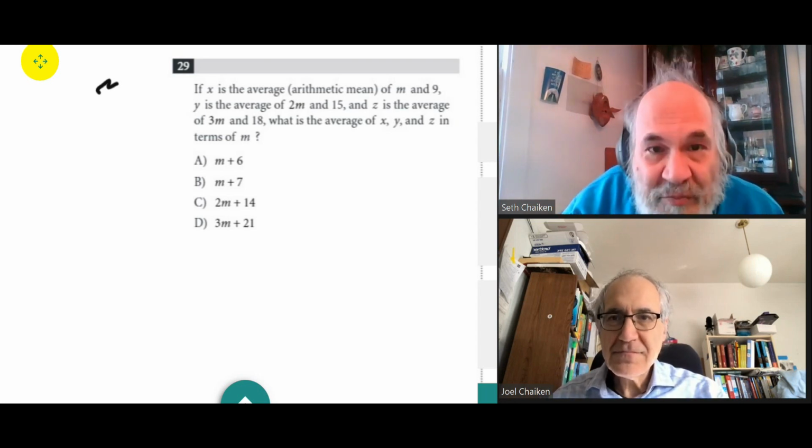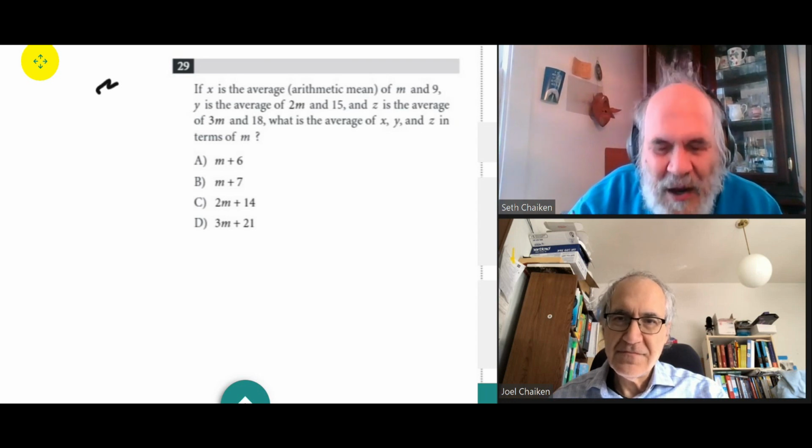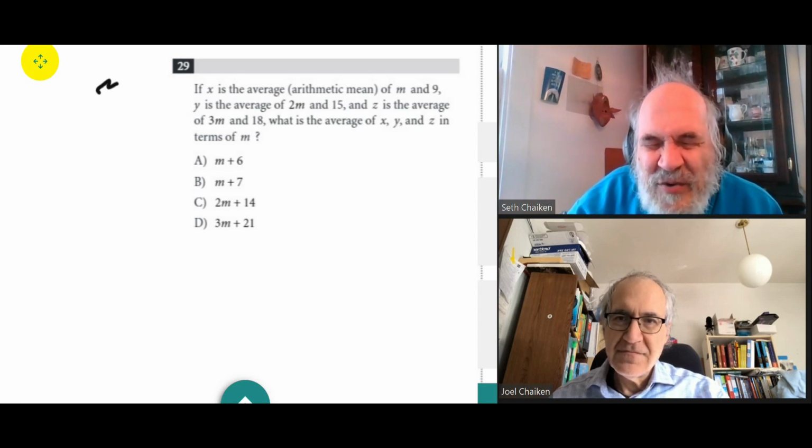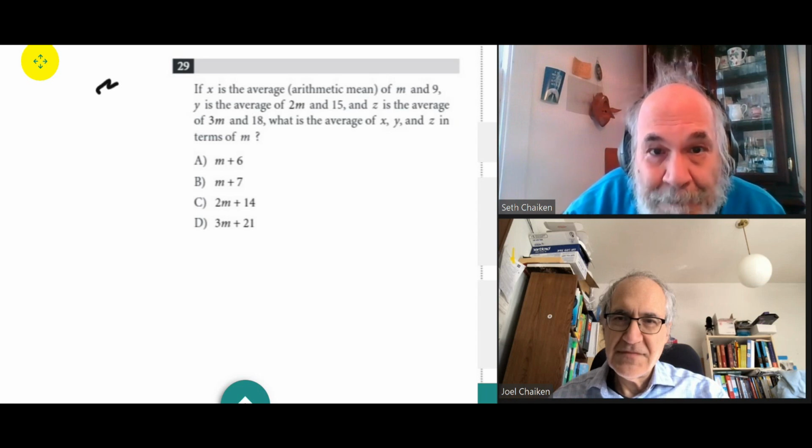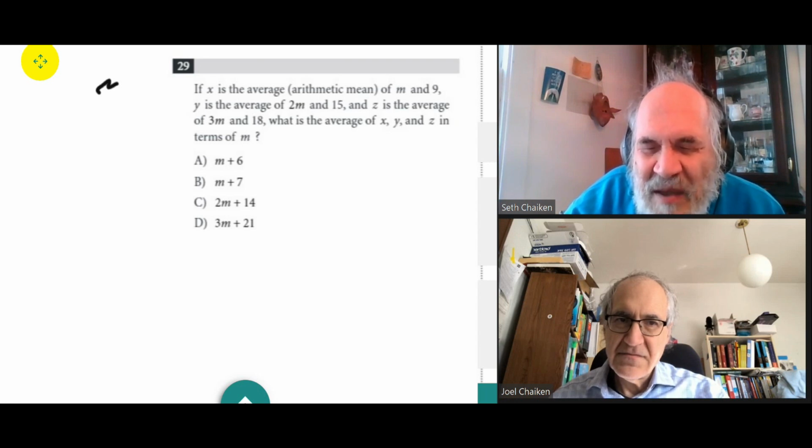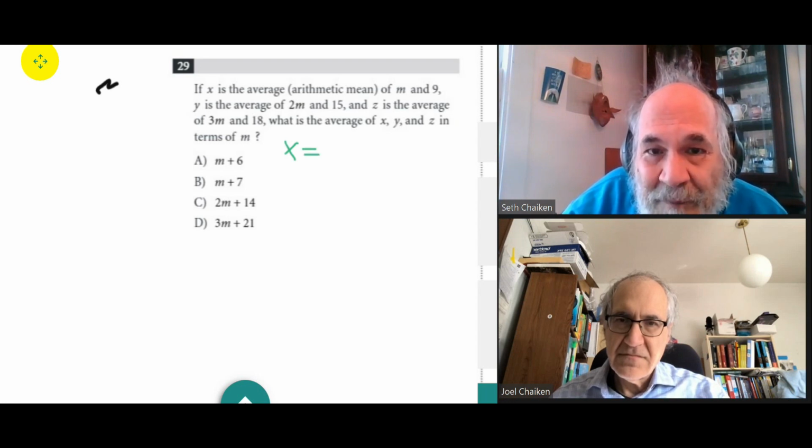Okay. Well, so the problem, approaching SAT questions. Hint one: approach it by identifying when something is defined as something else. They define X as the average of M and 9.